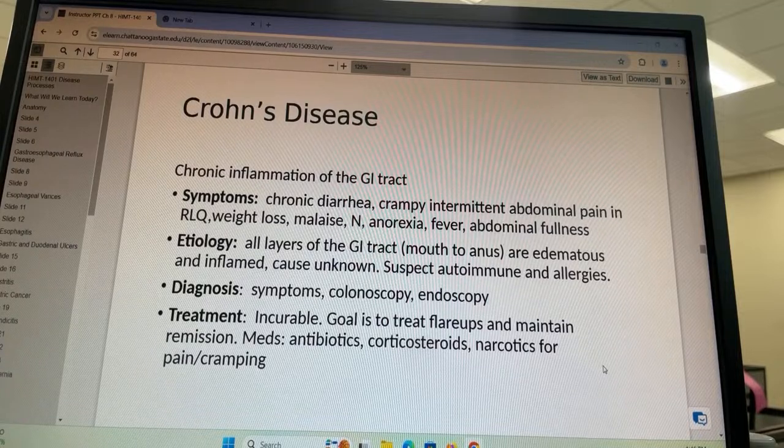Corticosteroids are going to be the big one though, because that helps with autoimmune and inflammation, right? So corticosteroids are a big one. And then since the pain can get really bad, narcotics are often given just to kind of control the pain. So it's like hard, heavy-duty pain pills to help control that pain there.